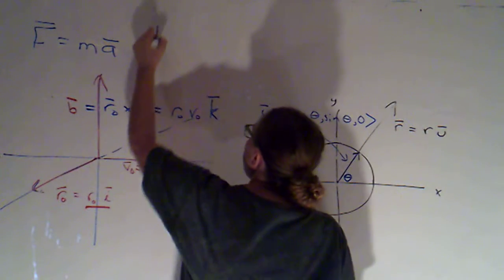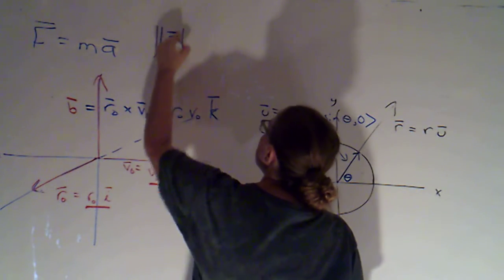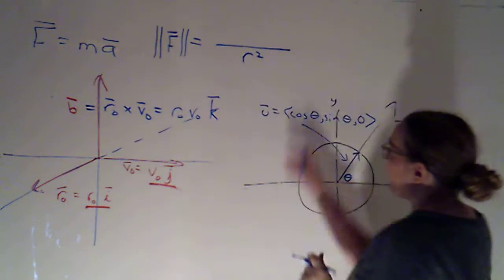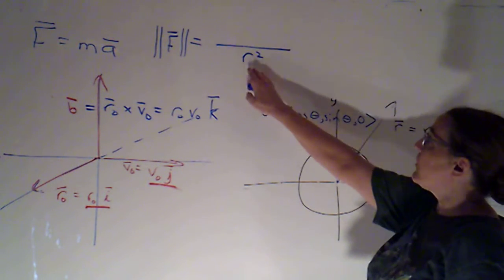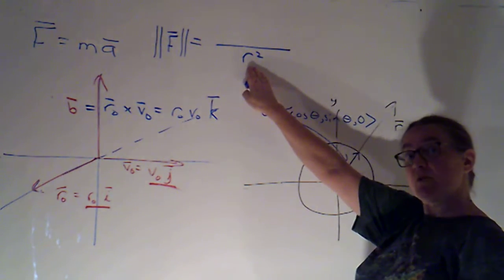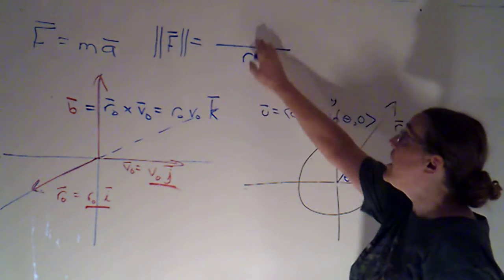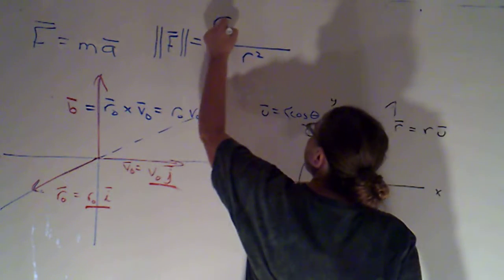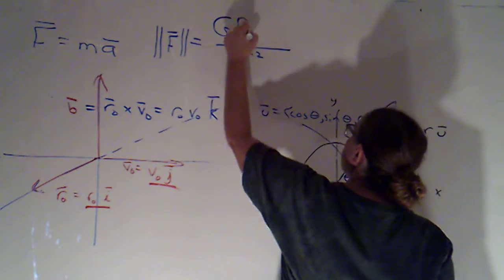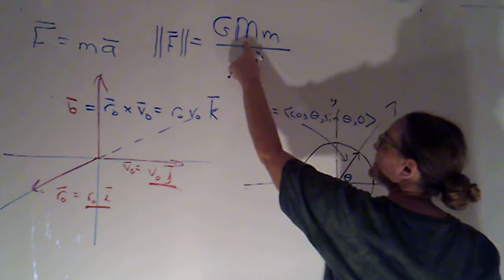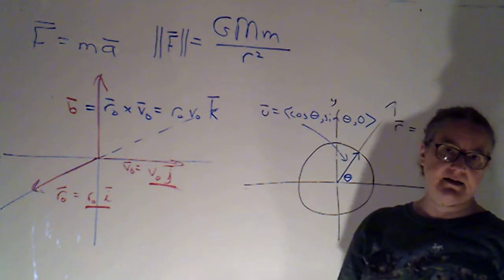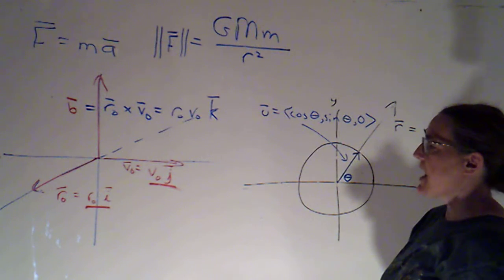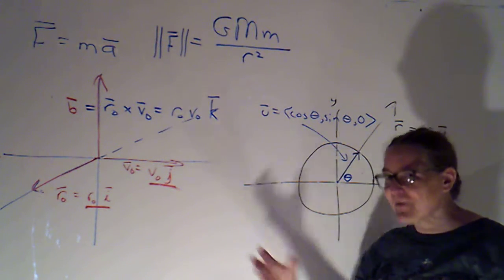So we can write that this way. The magnitude of the force is going to be some fraction where what's on the bottom is the distance between the sun and the planet squared. What's on top is going to be a constant. And that constant is determined by 3 things: the universal gravitational constant, the mass of the sun, and then the mass of the planet.